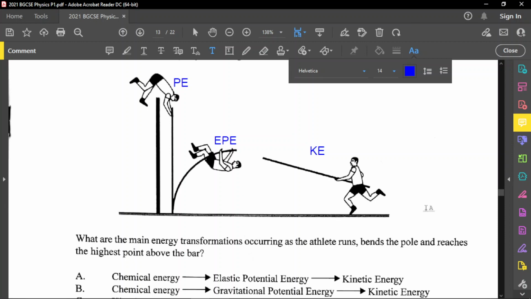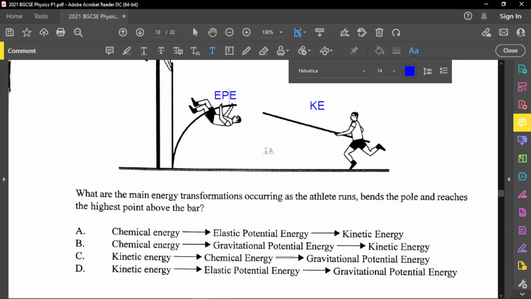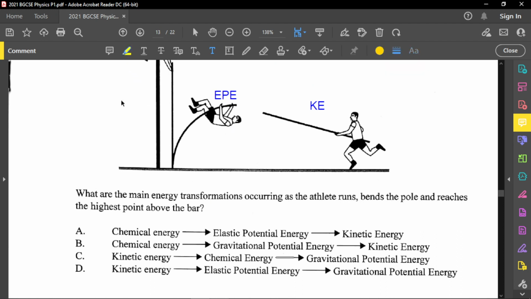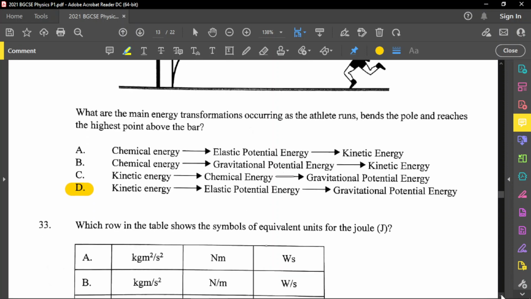All right, let's see which change is happening here: from kinetic energy, to elastic potential, and then the potential energy. So we're going to look through the answers now. Kinetic energy first, which is either C or D. Then elastic potential energy, which is D. So D is our answer. Then we have gravitational potential energy, which is the same as potential energy. So D is the correct answer. It's the pole that is bending and launching, and therefore it is the elastic potential energy in the middle.